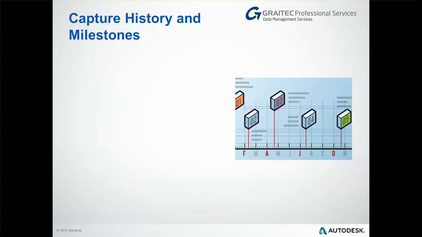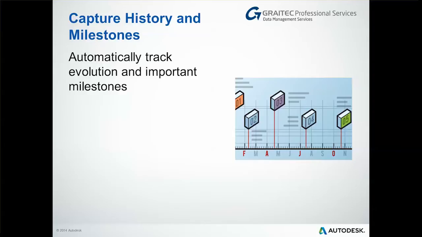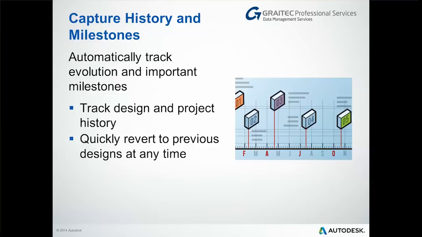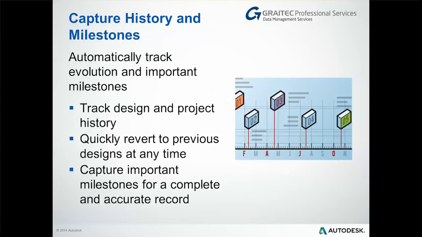Vault Basic gives you the ability to capture history and milestones, which means that you can automatically track evolution and important milestones. You can track design and project history using the versions. You can then quickly revert to a previous design at any time, and you can capture important milestones for a complete and accurate record. It does this through versioning.